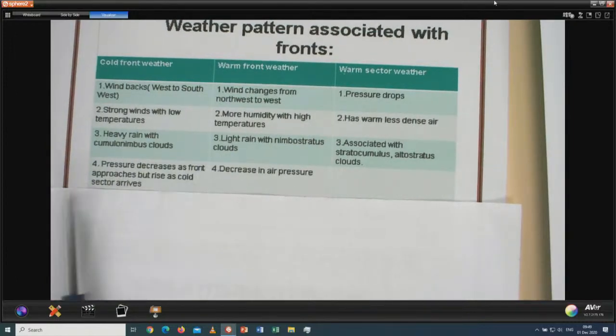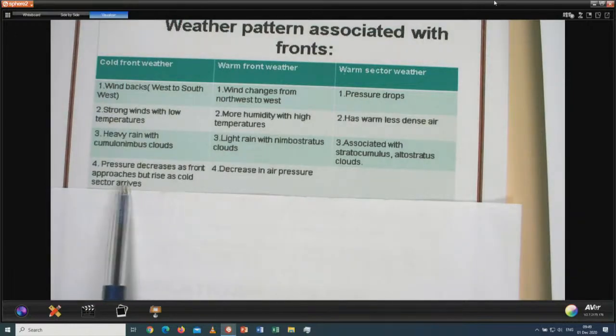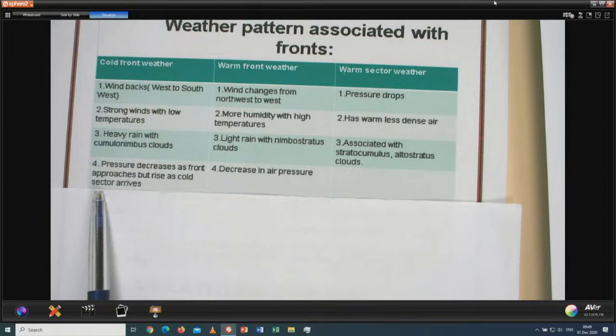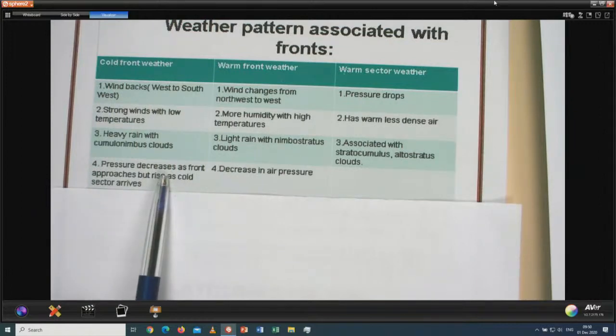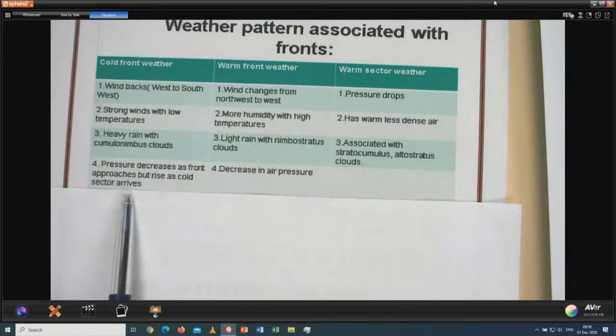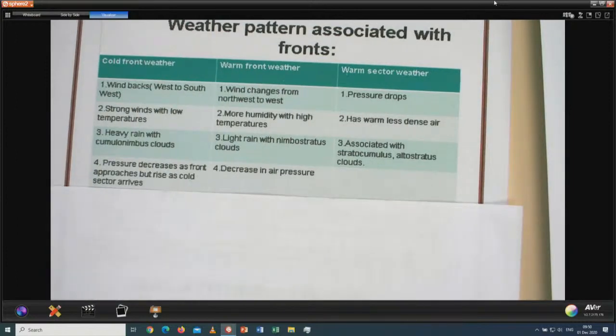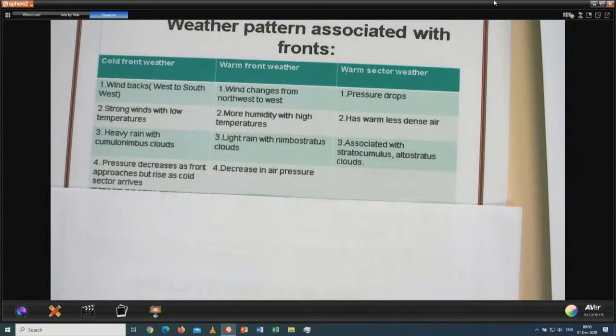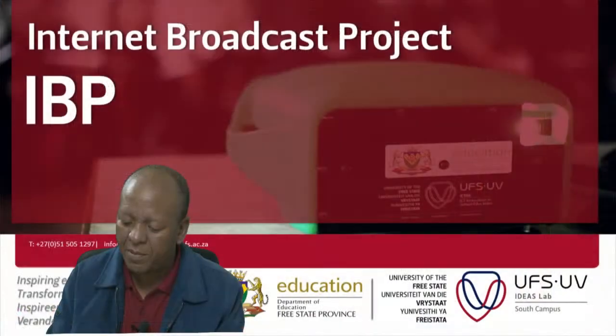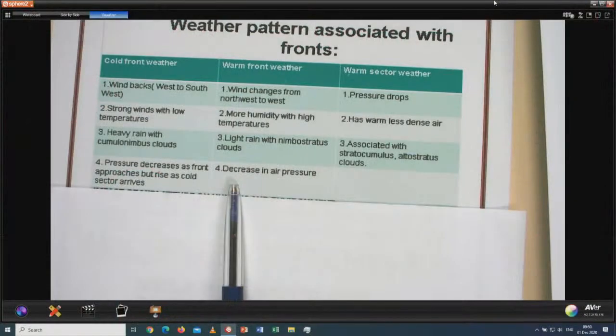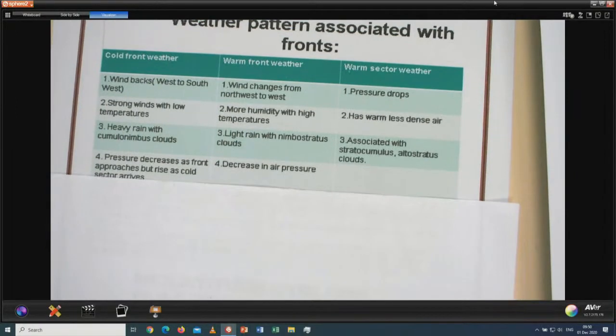Pressure decreases as the front approaches, but rises as the cold front arrives. Yes, we are going to have a decrease in pressure, but a rise as the cold front arrives, because pressure relates to temperature. The higher the temperature, the lower the pressure. The lower the temperature, the higher the pressure. So remember, high temperatures, low pressure. Low temperature, high pressure. So with a warm front, because the air is going to rise, we are going to have a decrease in air pressure as well.